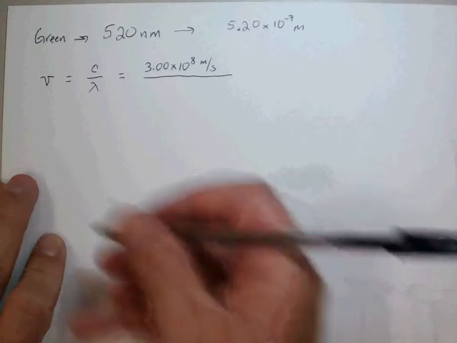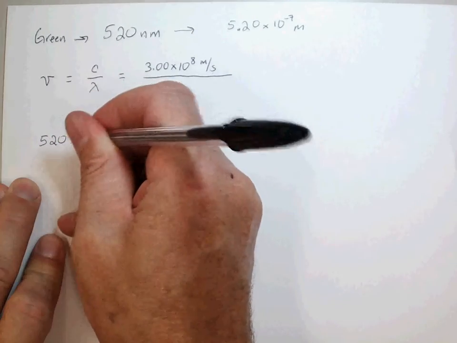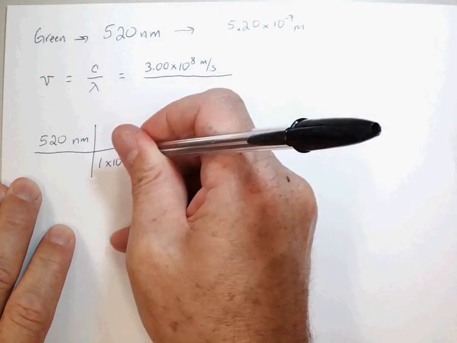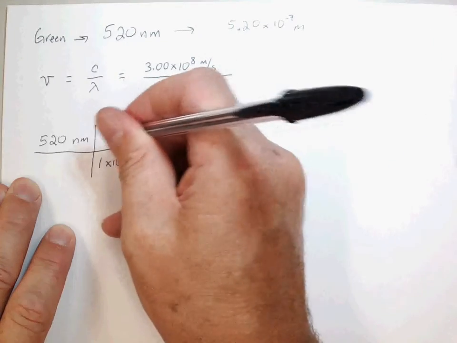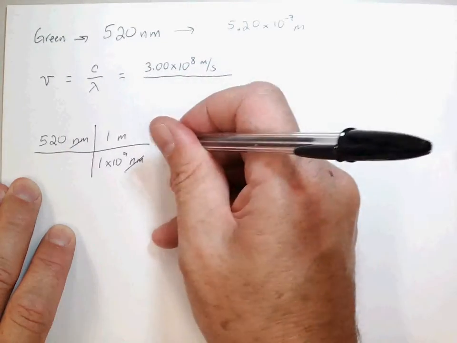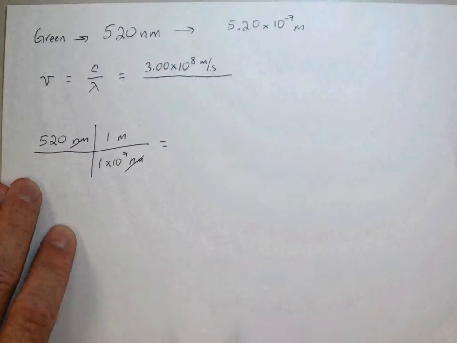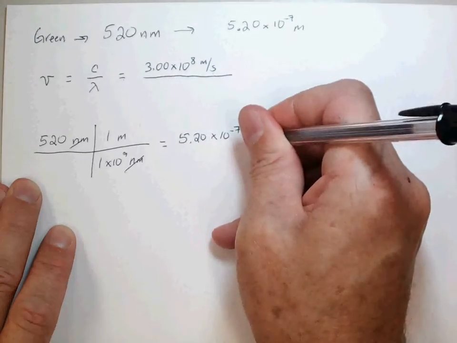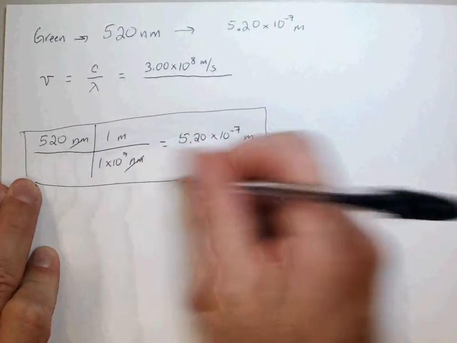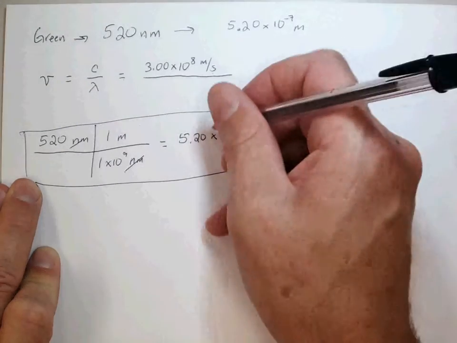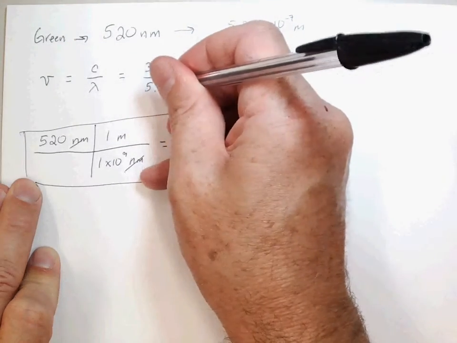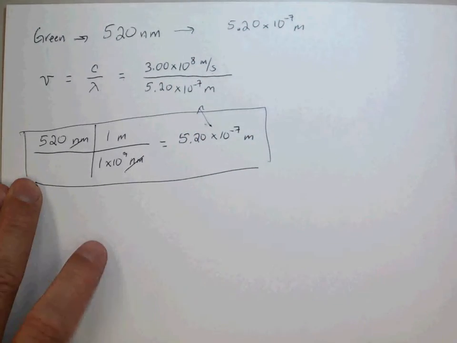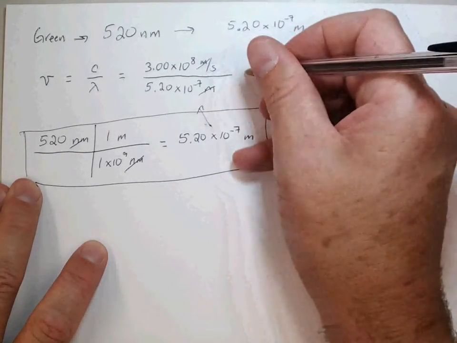Now, if that makes you a little wiggy and you'd like to have a little more hard, cold facts about it, you can simply take 520 nanometers and do dimensional analysis, and 1 times 10 to the 9th nanometers is equal to 1 meter. Nanometers cancel, and when you take 520 and divide it by 1 times 10 to the 9th, you get 5.20 times 10 to the negative 7. Okay, so either of these options would be acceptable. I'm going to take this number now and put it here, 5.20 times 10 to the negative 7 meters. That allows for me to take meters and cancel them.